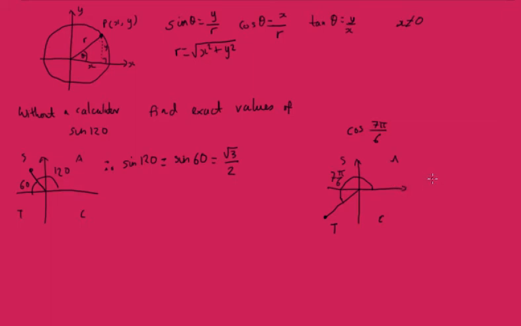Now, what is this angle here? So if we do 7 pi over 6 minus pi, we're going to get pi over 6. And that therefore means that cosine of 7 pi over 6 must be equal to minus cosine pi over 6. Now again, we know what this is. It's minus root 3 over 2.